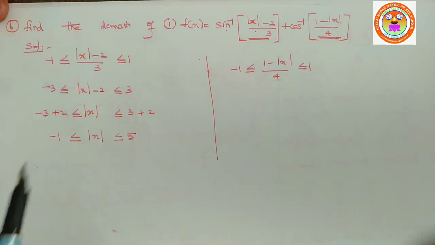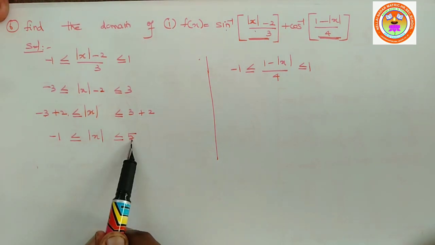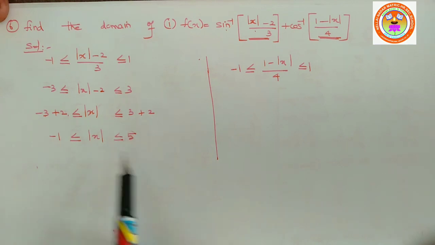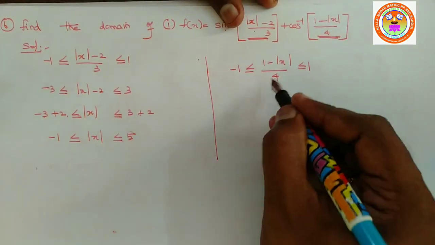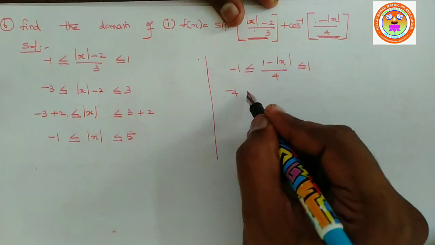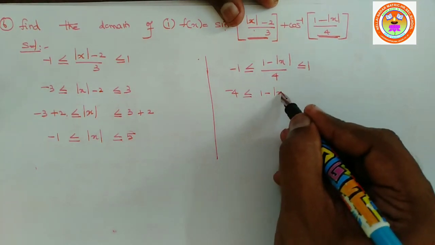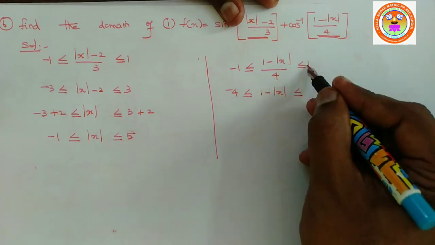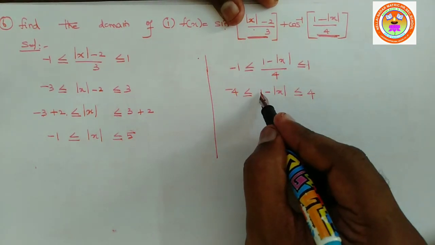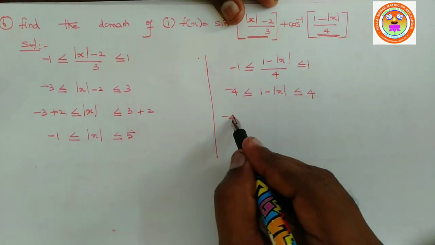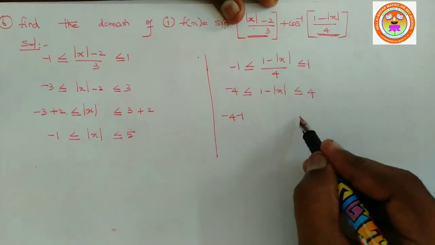If you are going to check, minus 1 is less than 5; 5 is greater compared to minus 1. So we can express this one also: 4 moves here. Minus 4 less than or equal to 1 minus modulus of x less than or equal to 4. This 4 moves this side, 4 moves there. Next, plus 1 moves this side, becomes minus 1. This plus 1 moves there, becomes minus 1.